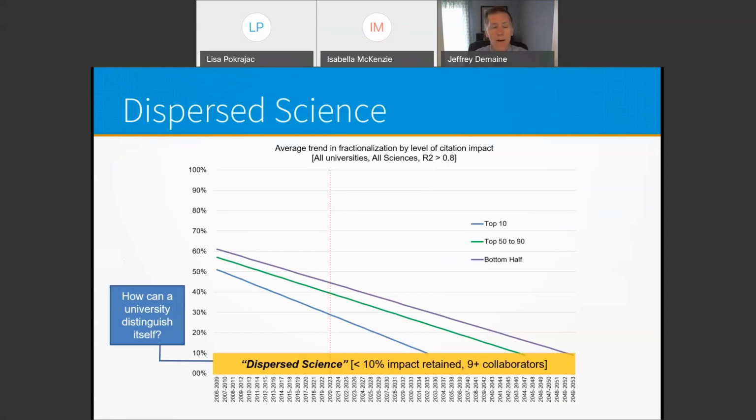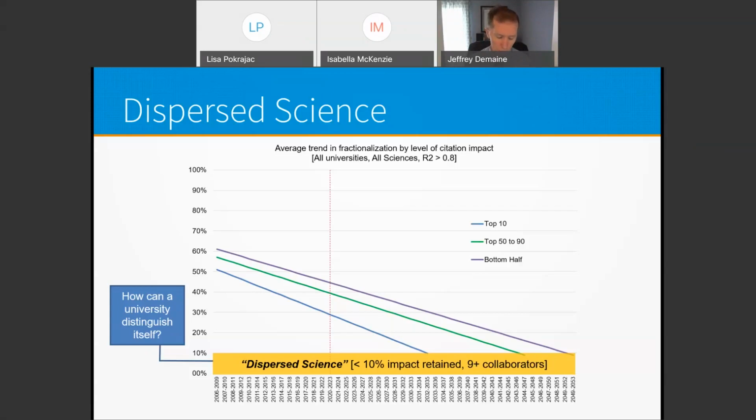And as we saw before, team size matters. The top 10% most cited research is being fractionalized quicker than the top 50 or the bottom half. And as we saw with, for example, Harvard, the top-ranked universities, the coefficient of determination is extremely high. It's above 99%. So we can be sure that this blue line is going to keep on descending down till, well, less than 10%.